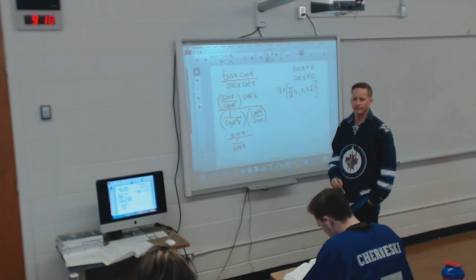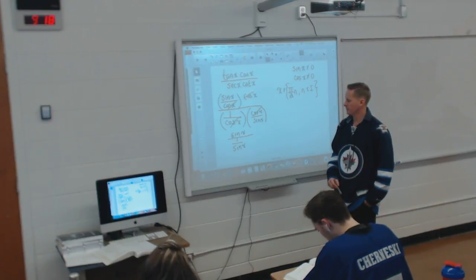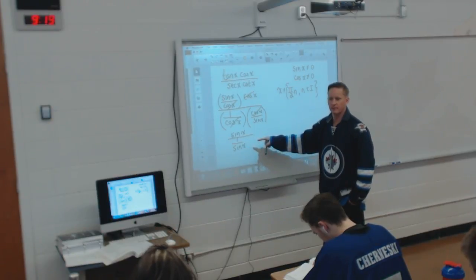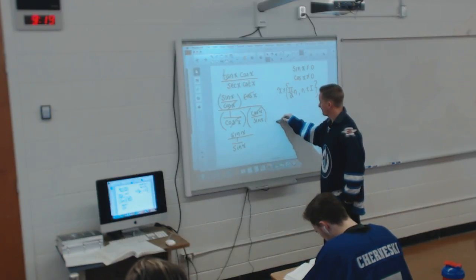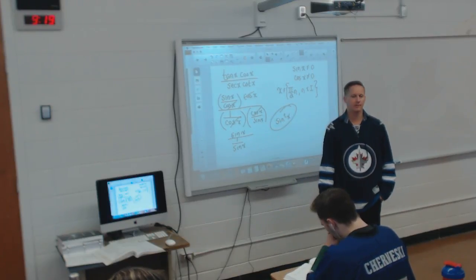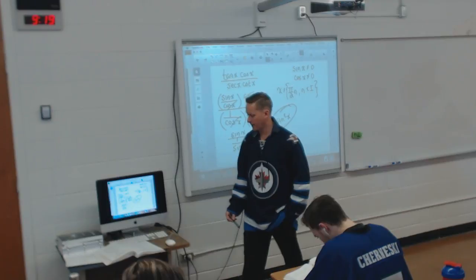Which is actually what? Sine x squared. I have to multiply by the reciprocal of this guy. So what is it going to be equal to? Sine squared x. And there's your solution. There's your simplified value. Okay, so far?